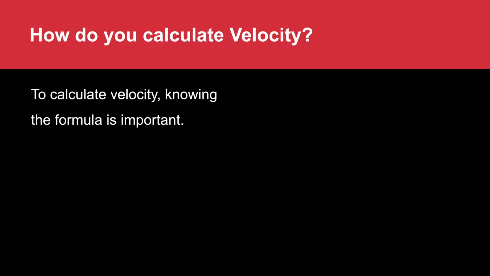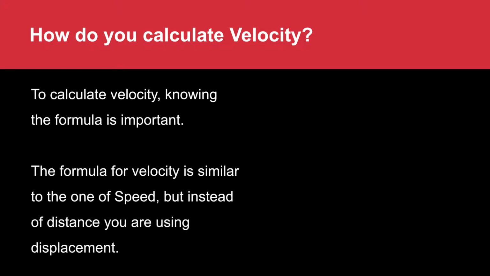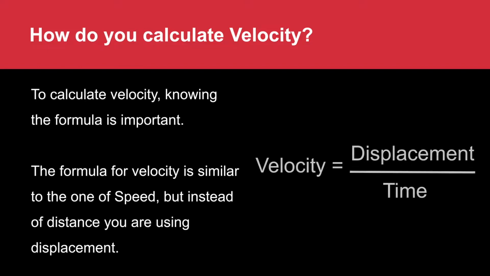So how do you calculate velocity? Knowing the formula is very important, like always. The formula for velocity is similar to the one for speed, but instead of distance, you're using displacement. If you remember, in my last lecture we went over displacement, so this should be very similar. So velocity is equal to displacement over time.